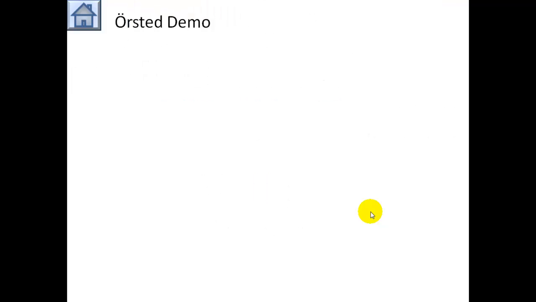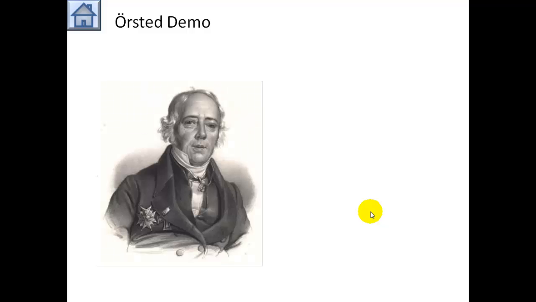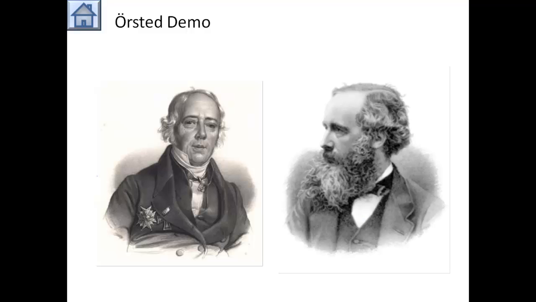The Örsted Demo. This is an example of one of the most epic failures in the history of science. There was an argument between Örsted, who was a Danish physicist 150 years ago, and a British scientist called Maxwell. And Maxwell insisted that magnetic fields and electric fields had a lot to do with each other. They were basically connected in some way.